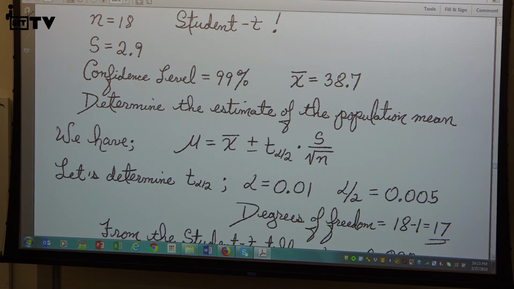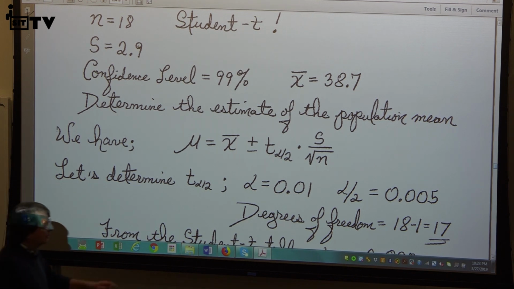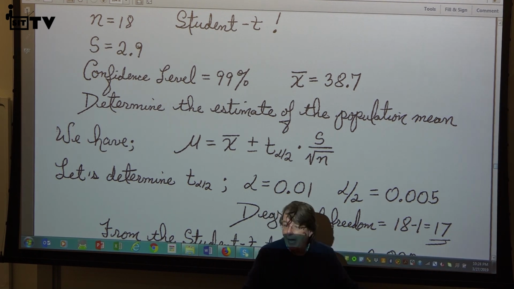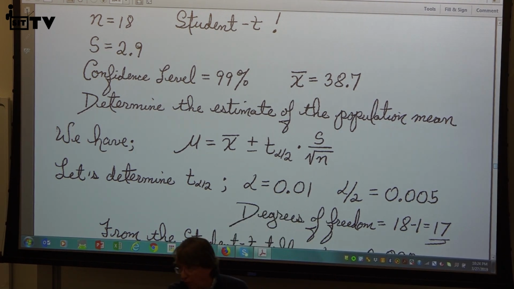All right, now help me out. What's the area of the tails? 0.01. Right? Now, we're going to use a single-sided table. So help me out. I don't want to make a mistake. 0.01 divided by 2, 0.005. So we need to look in the table for 0.005. That's how we get it. Now, we're going to look at the student t table, and we're going to look in the column that's 0.005.